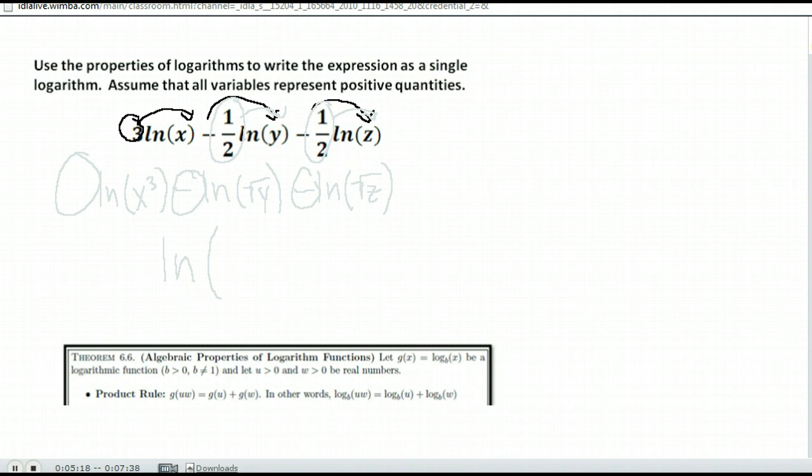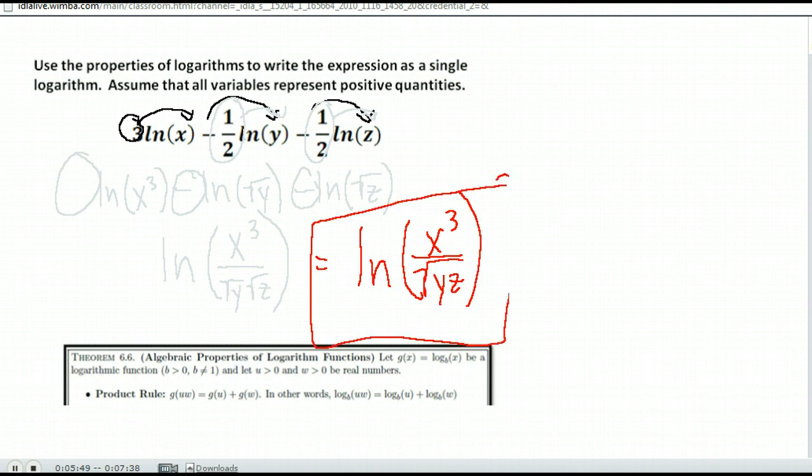So we have the natural log of x to the third, which was positive, minus ln square root y, so that will be divided, and the square root of z was also subtraction, so it will also be divided. I can do one more step to make this a little more simplified. Since the square root of y and square root of z are both square roots, I can combine those. So I have the natural log of x to the third over the square root of y times z.